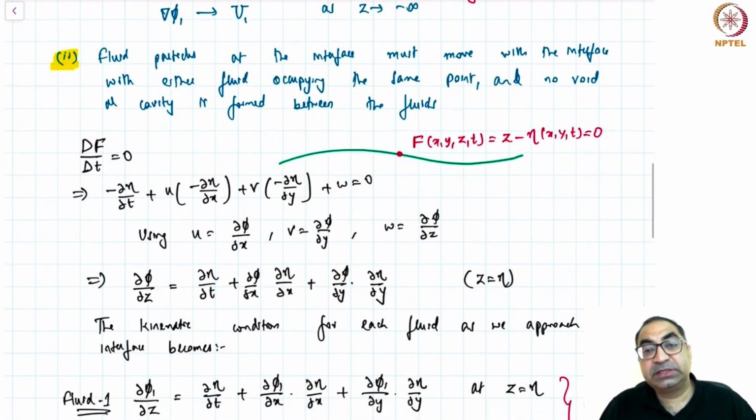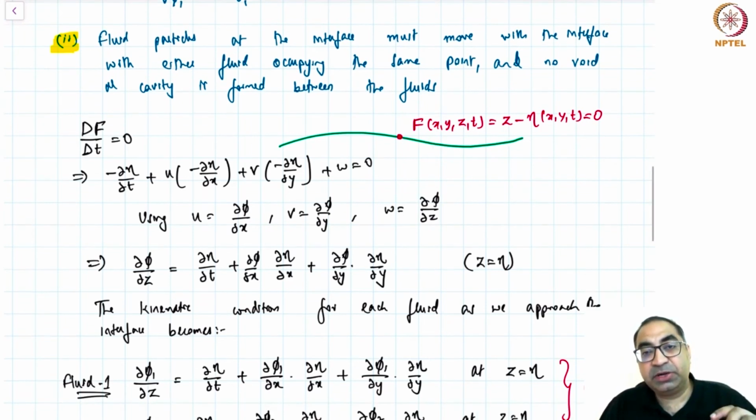The next condition is the kinematic condition, which essentially says if the lower fluid and the upper fluid are moving because of the motion of the interface, then the velocities have to match in such a way that if the upper fluid is moving up, then the lower fluid has to come and fill that void that has been created. So the way we do this is to say that a point on the interface is uniquely obtained whether you approach from the top or the bottom.